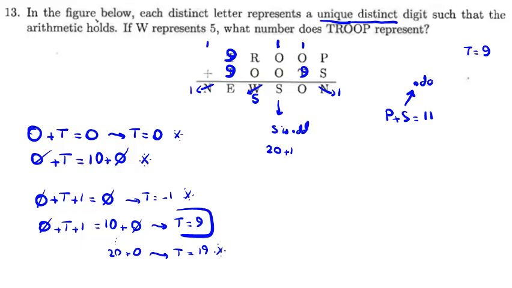So here S is odd. If you want to check the cases, S can be 1. No, because N is 1. It says unique distinct digits. S can be 3. S cannot be 5 because W is 5. S can be 7. S cannot be 9 because T is 9. So in this case, P is 8. In this case, P is 4. So we only need to consider these two different cases.